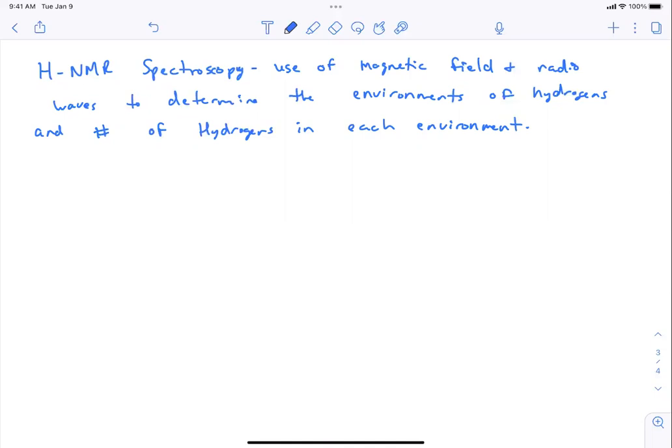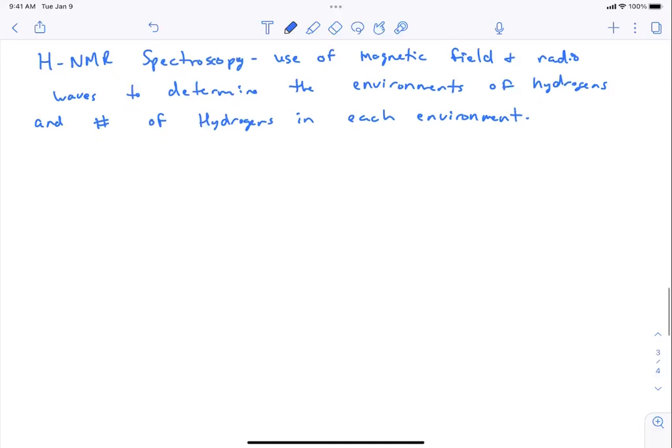Now again, you don't need to know the science behind how HNMR works and how you use radio energy to reverse the spin of the hydrogen atoms in the molecule, using a magnetic field also, but they produce data that you can use for this. So that's the idea. The environments and number of hydrogens in each environment is the purpose of HNMR spectroscopy. And it helps you eliminate certain isomers as well. Because isomers most of the time have the same bonds within each other, and so now you actually have to look at how they're arranged in the molecule and in 3D space to help us figure this out.